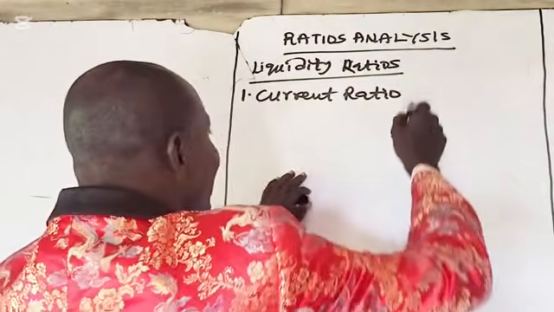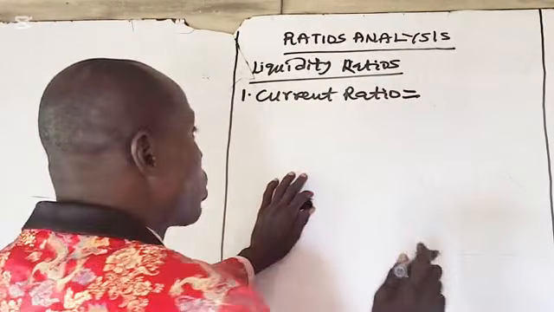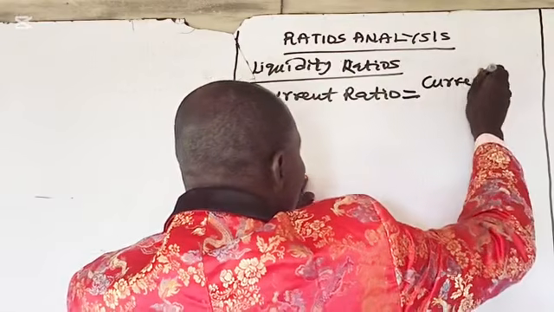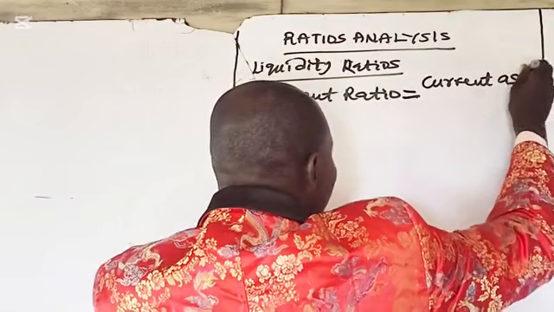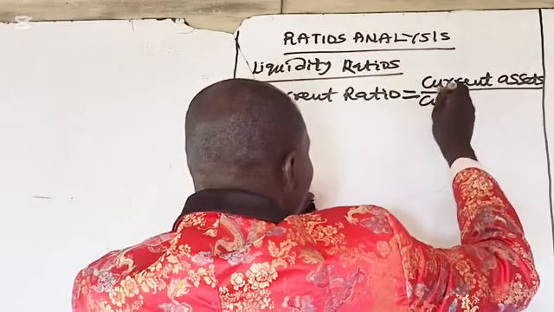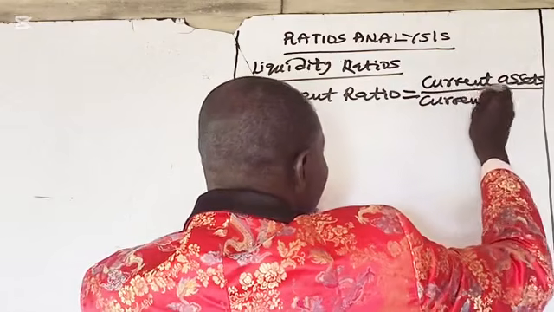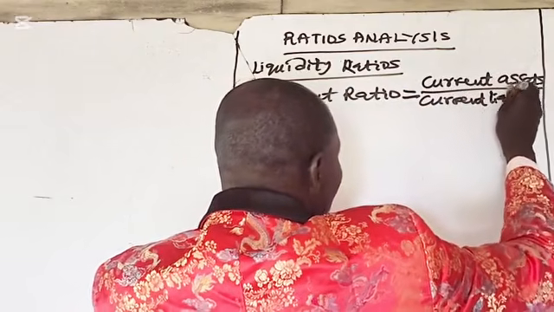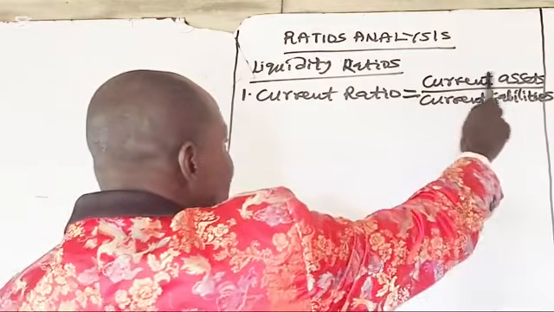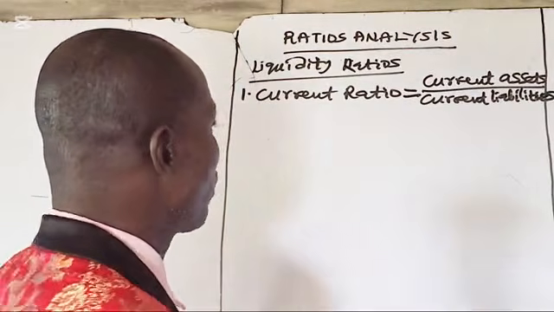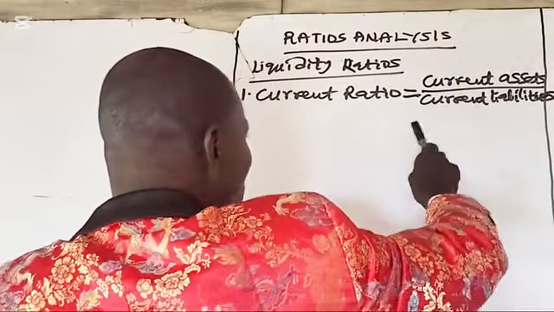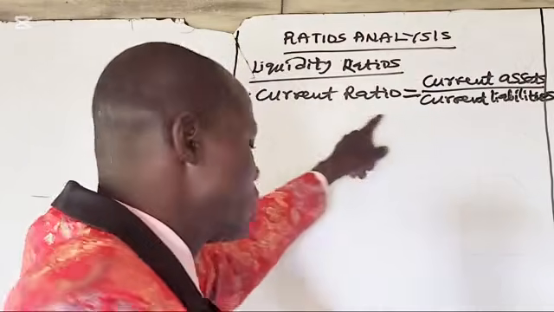So, in accounting, we have two currents. The first one is current assets, and the second current is current liabilities. So, as I've said, we have two currents. Number one is current assets, and the second one is current liabilities. So, the ratio of current assets to current liabilities is current ratio.